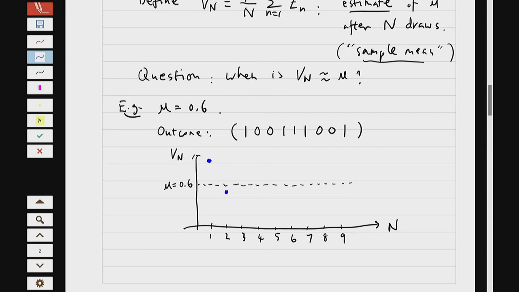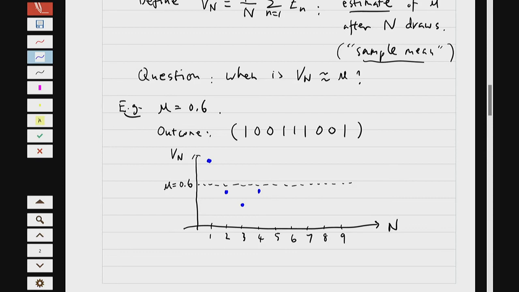How about after the third draw? The third draw gives 1 red ball out of 3 draws. So 1/3, which is around here. So that's Vn after the third one, V3. What is V4? We have 2 red balls out of 4 draws. So we'll go back up to half again. Is everyone okay? Everyone following this? The math is pretty simple if you know the pattern.